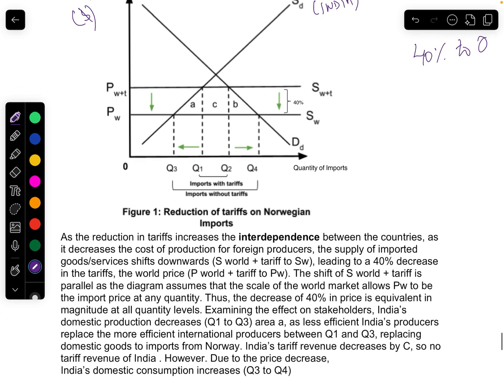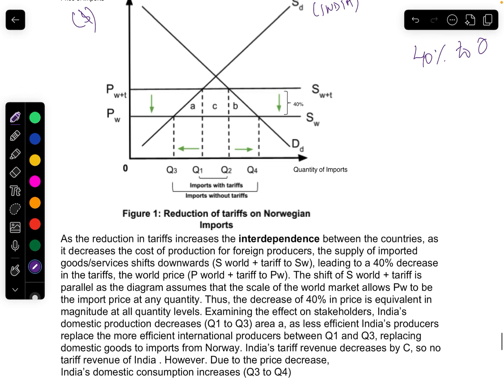What are the common errors in explanation? Children just go through the basics, that 40% tariff has been reduced and which shifted the price line from PW plus T to the world price PW. However, this is not the case. You have to start and connect your graph with the article as well.